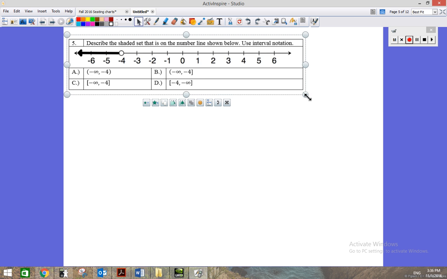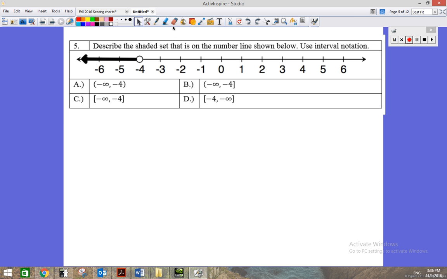I'm interested in the set of real numbers that are strictly less than -4. My arrow is shaded there, so I know that I'm at -infinity, and then my biggest value here is -4. But I'm excluding -4, so it's an open parenthesis, and I never include either one of the infinities. So this is what I'm looking for, and I see that in choice A.